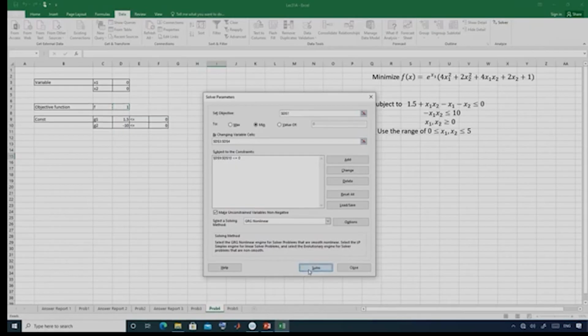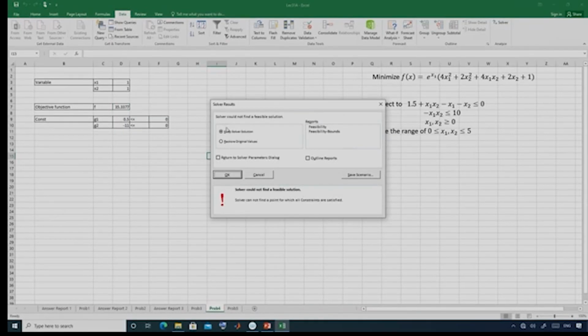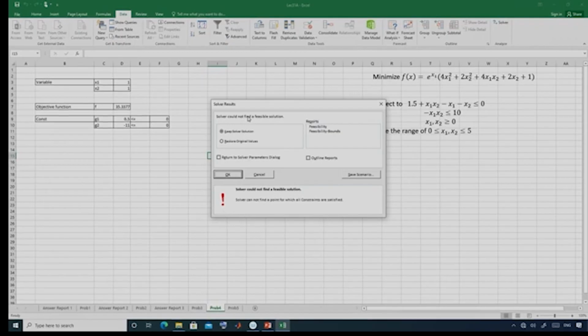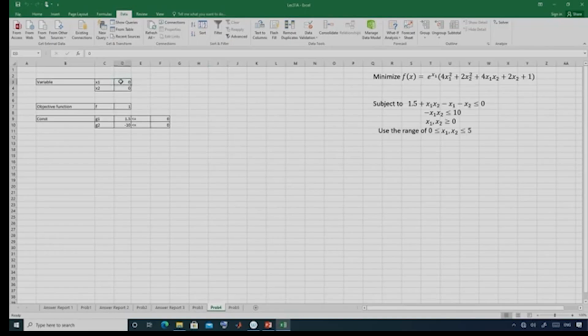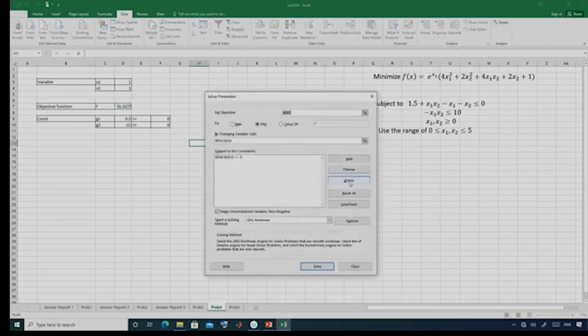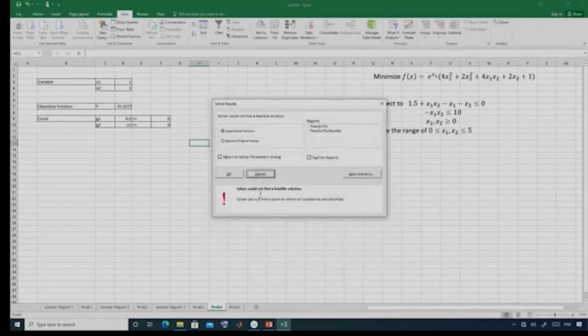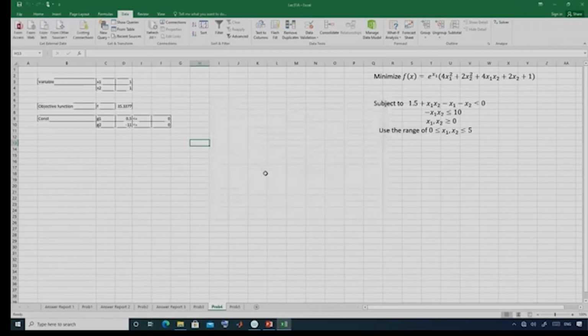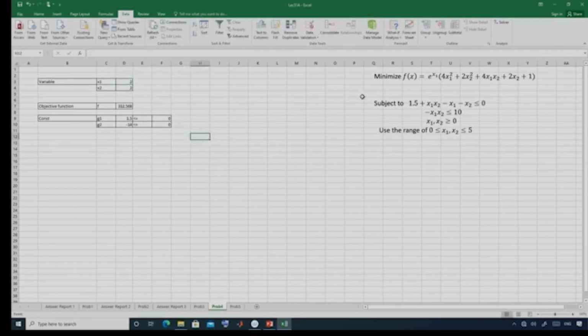I am putting 0 0. No, I am not getting the solution. As I said, this is a complicated problem and it is difficult to solve using Excel solver. Then what I will do, if I am not getting the solution, is change the initial point. Suppose I put 1 1 now. Am I getting the solution? No, 1 1 also I am not getting the solution. Then you put 2 2. Are you getting the solution?